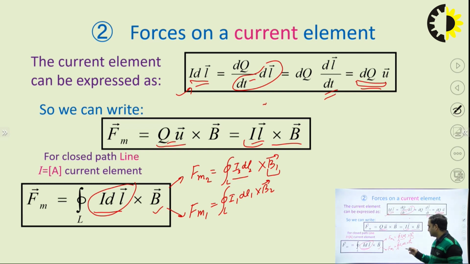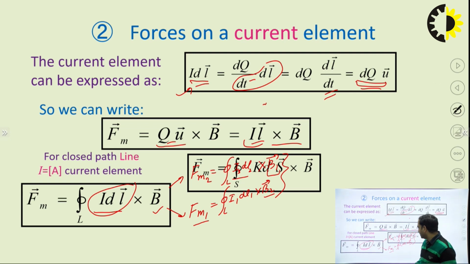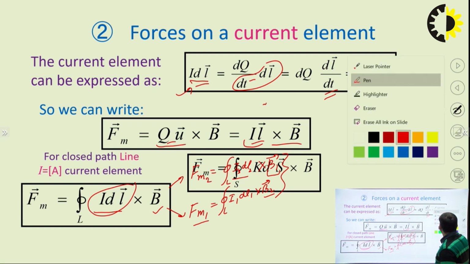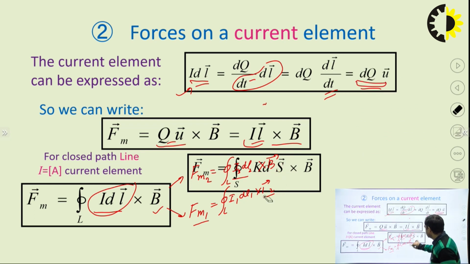The significance is this: the other current element, the source, is generating the magnetic field into which current element number 1 is placed, on which we want to find the magnetic force. Then Fm1 will be equal to I1 dl1 cross B2. So this is a very important point to understand about this equation. Okay, so we can erase this.